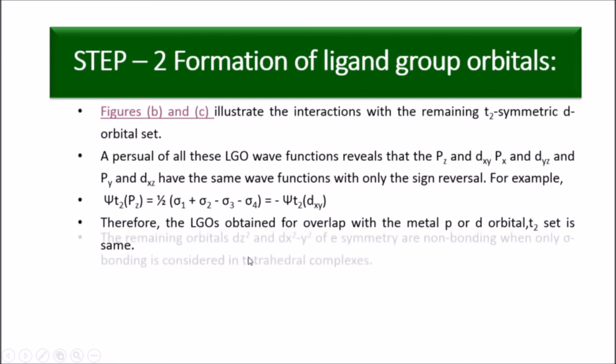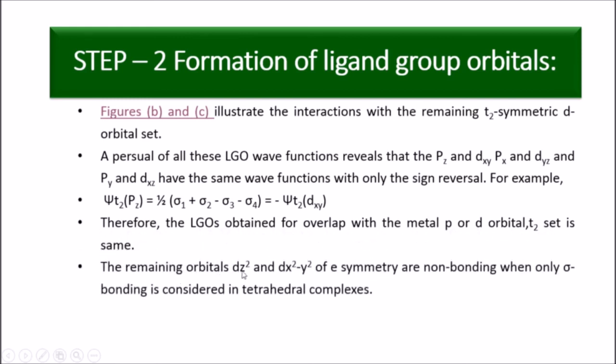The remaining orbitals, that is dz square and dx square minus y square, have E symmetry, not Eg. G just stands for gerade, and this is not a symmetric arrangement, so we are not going to put that g subscript here. Only E symmetry, and it is doubly degenerate. Dz square and dx square minus y square are non-bonding when only sigma bonding is considered in tetrahedral complexes. Their symmetry can be read easily from the Td tetrahedral character table, and that way we represent it.